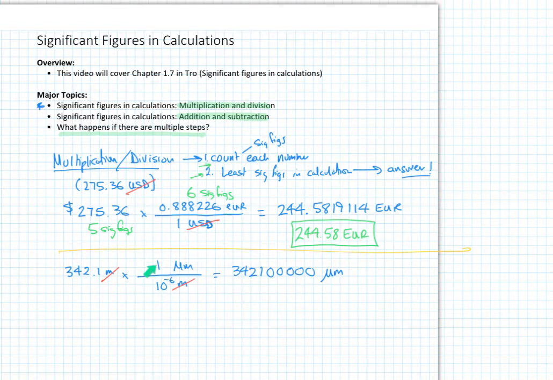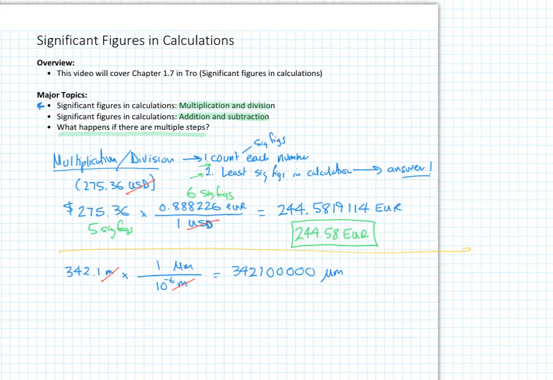And is this 1 micrometer, 10 to the minus 6? This is one of those examples of an infinite number of significant figures, because the definition of a micrometer is 10 to the minus 6 meters. So this counts as infinity, this one counts as 4, so this number should only have 4 significant figures.